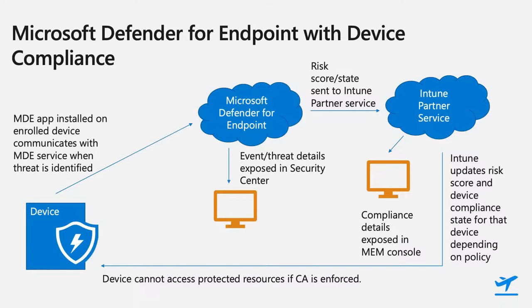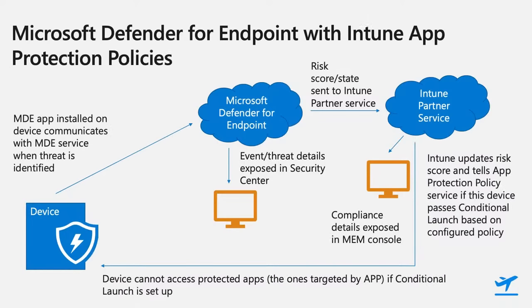For those familiar with conditional access, you may know that there is a capability to require a compliant device to access protected resources. Thus, if the tenant has conditional access turned on, then this non-compliant device would get its access blocked to cloud-based corporate resources such as Exchange and SharePoint until the threat is remediated and the risk score has dropped.